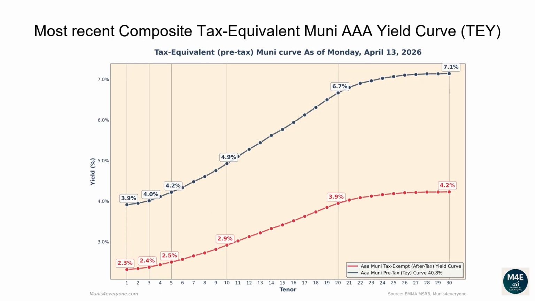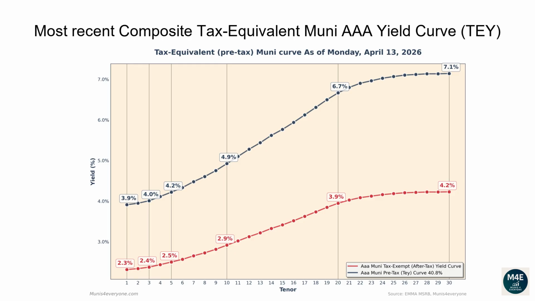Let's now go over the most recent composite tax-equivalent Muni AAA yield curve. The following graph shows, in red, the tax-exempt after-tax Muni yield curve, versus in blue its tax-equivalent pre-tax version assuming a 40.8% top tax bracket, as of April 13, 2026. Why would you care to see the tax-equivalent version of the Muni yield curve? More on this later. Let's first go over the pre-tax, aka tax-equivalent yield curve.